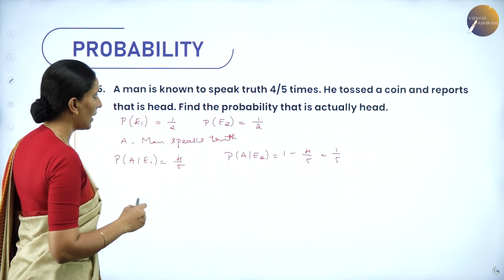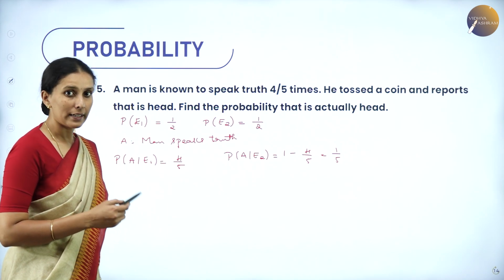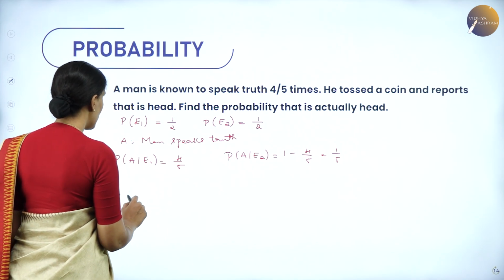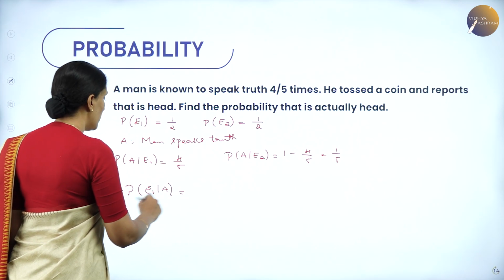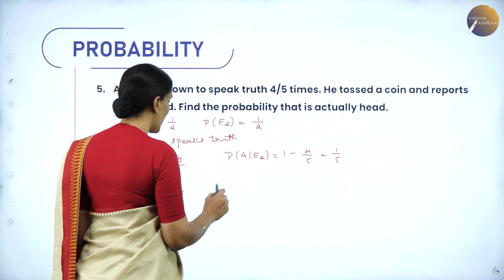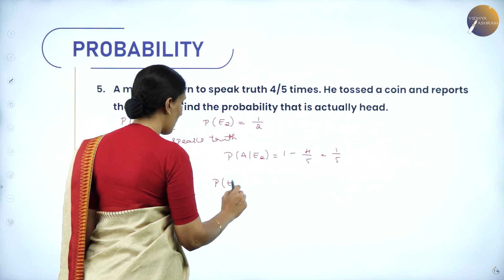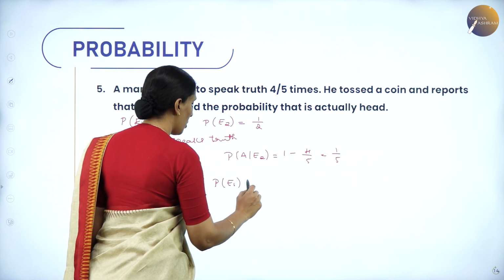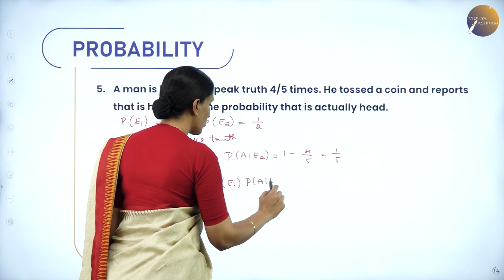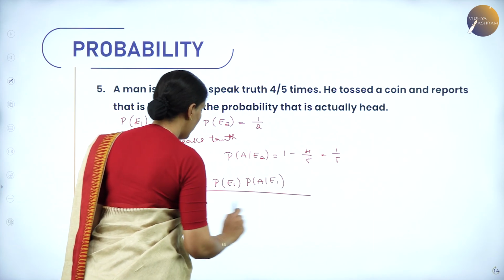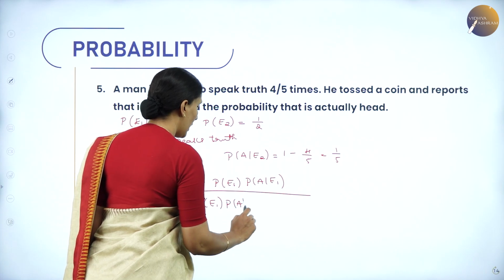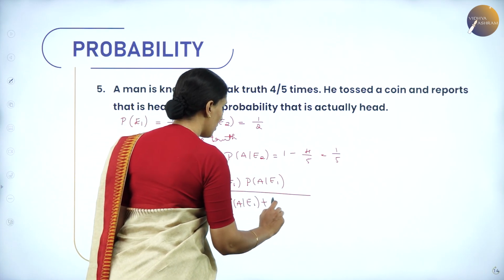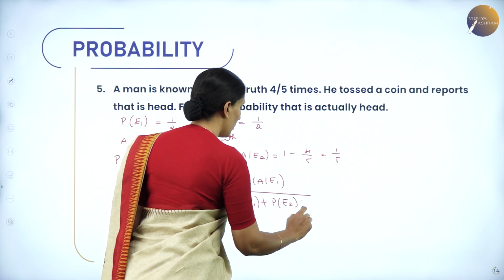Now we need to calculate the probability that it is actually head. That is probability of E1 conditional A. So by using Bayes theorem, we can directly write this as probability of E1, probability of A conditional E1 whole divided by the total probability P of E1, P of A given E1 plus P of E2, P of A given E2.